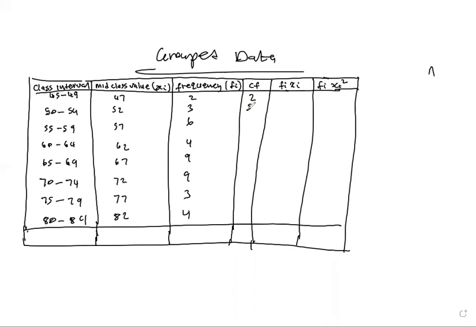When you add you get 11. When you add 4, you get 15. When you add the 9, you get 24. When you add the 9, you get 33. You add the next number, you get 36. You add the last number, you get 40.